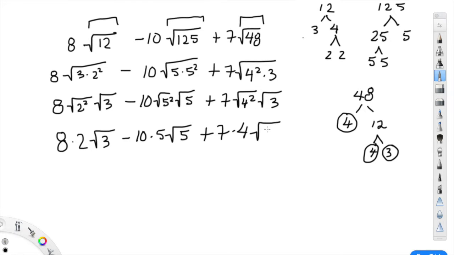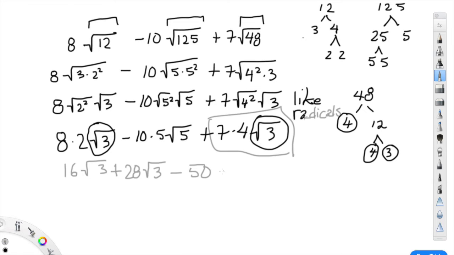you end up with 8 times 2 root 3, minus 10 times 5 root 5, plus 7 times 4 root 3. Then you notice that there's a like radical, root 3. So it's going to end up being 16 root 3 plus 28 root 3 minus 50 root 5.